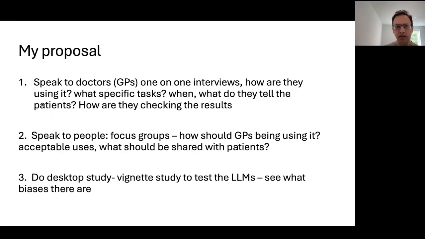And I'll just quickly show you my proposal. These are my rough thoughts. But basically, I think by speaking to doctors, and in my setting, speaking to GPs, and it would have to be one-to-one interviews.